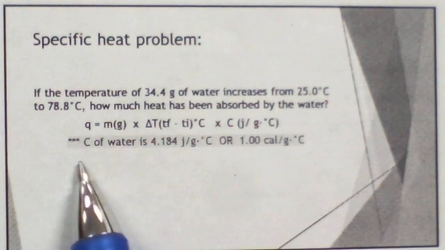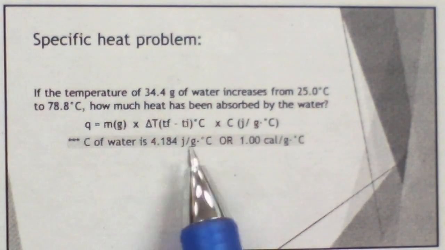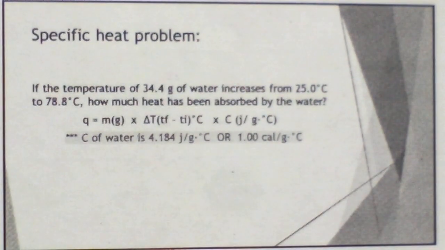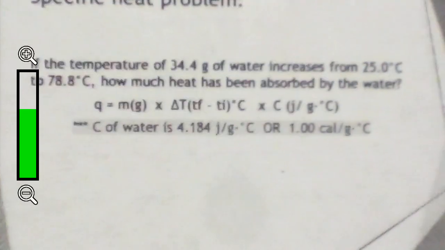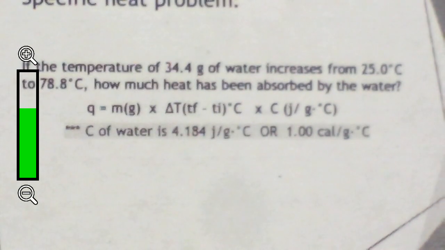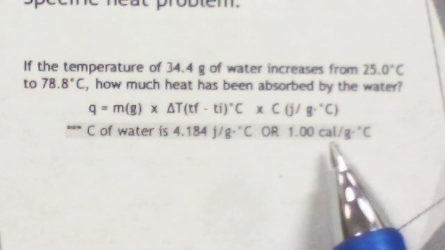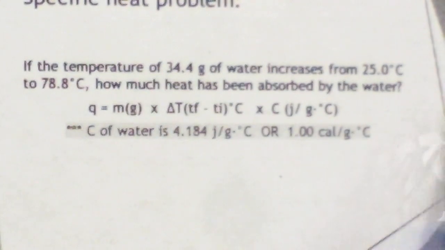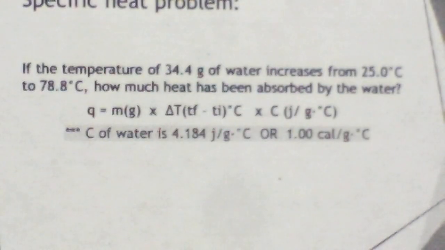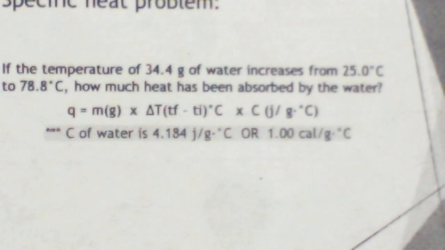So these two are the specific heats of water, and you can notice the units. I'll zoom in a little bit. You can notice the units. The units are joules per gram degrees Celsius or calories per gram degrees Celsius. So let's do this problem. Ready?